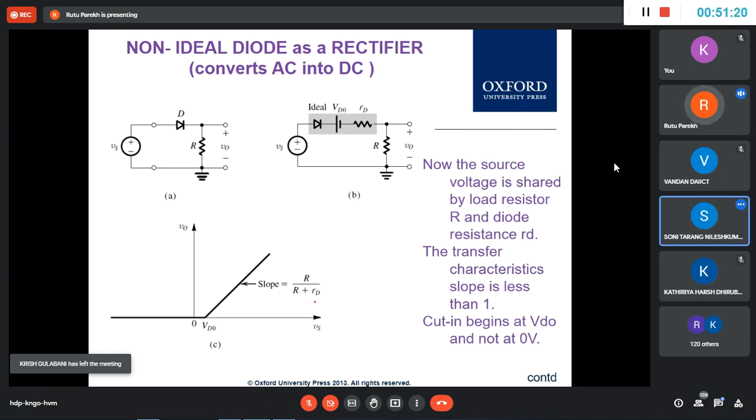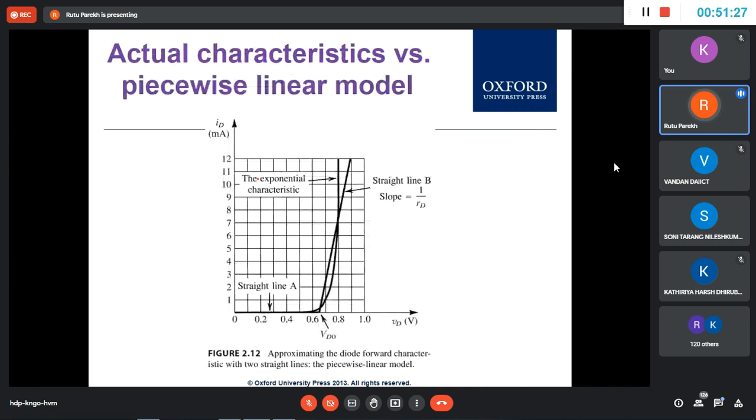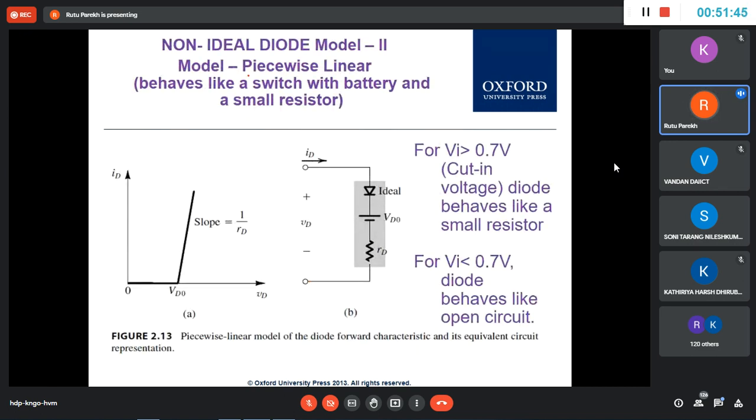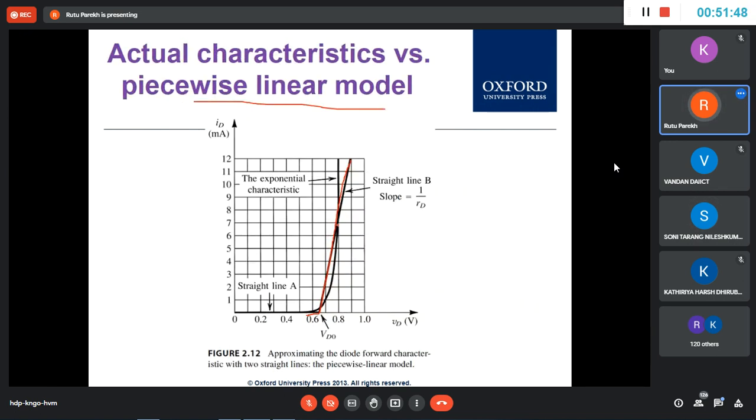See, we are using a non-ideal diode. Non-ideal diode means we are using the piecewise linear model. In this model, this slope we take as 1 upon RD. So this is RD, and 1 upon RD is the slope. In actual, this is exponential, so the slope in actual is changing.